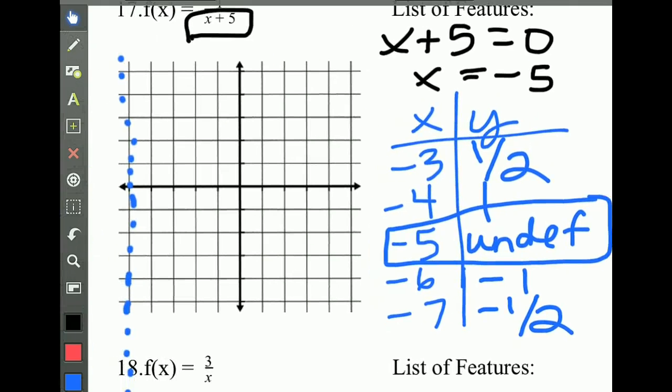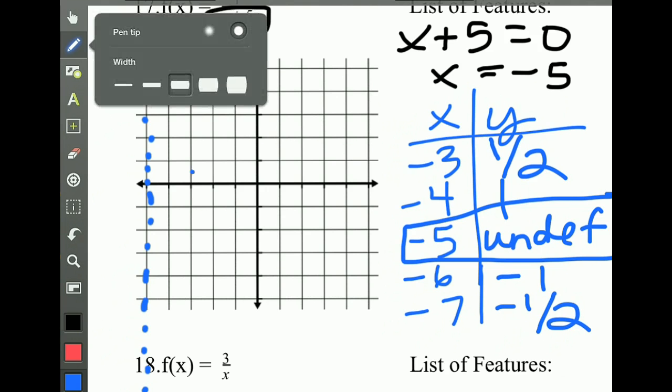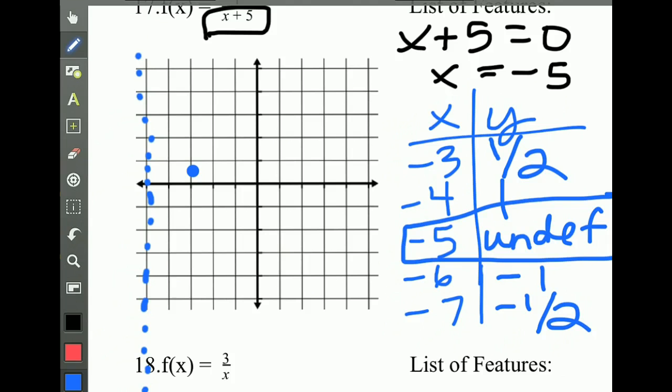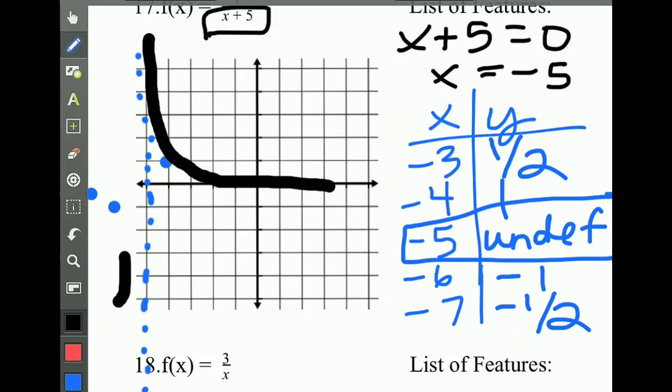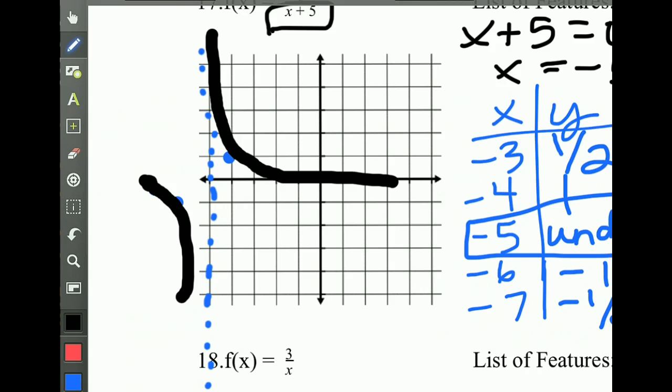Go over to your graph, plot those points. So you should have a -3, 1/2. -4, 1. And -6, -1. -7, -1/2. So your line is going to look, again, similar to the original one, except now it's shifted over to the left by 5, because it was an opposite shift of our 5 right there.